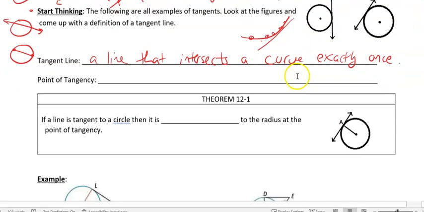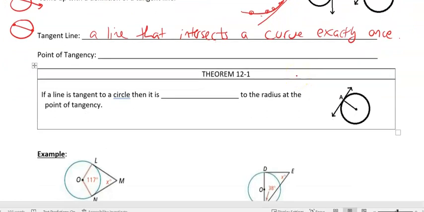Okay, so a point of tangency is going to be the point where a tangent intersects the curve.